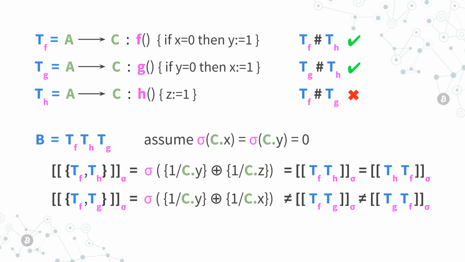For instance, consider a state sigma, where x and y are 0. The semantics of the step TF, TH updates sigma by setting both y and z to 1. This corresponds to the semantics of the sequences TF, TH and TH, TF, coherently with the fact that TF and TH are concurrent. Note that the semantics of the step TF-TG sets both x and y to 1. This does not correspond to the semantics of any interleaving of TF and TG, coherently with the fact that TF and TG are not concurrent.